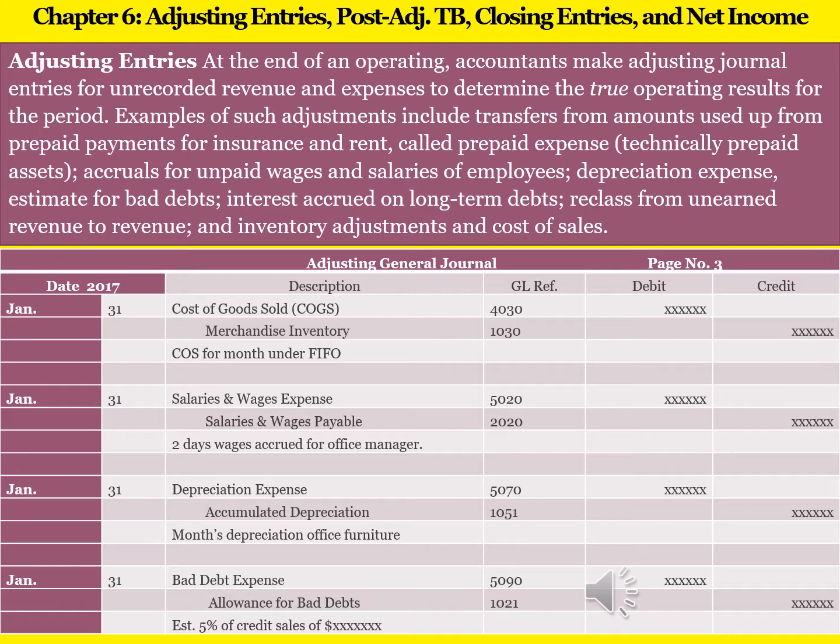Examples of such adjustments include transfer of amounts used up during the period from payments made in advance for insurance and rent, called prepayments, technically prepaid assets, accruals, unpaid wages and salaries of employees, depreciation expenses, estimates for bad debts, interest accrued on long-term debts, transfers from unearned revenue to earned revenue for the period, and inventory adjustments and the cost of sales.